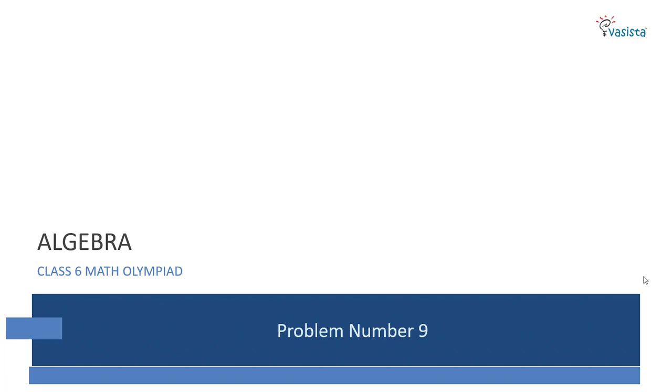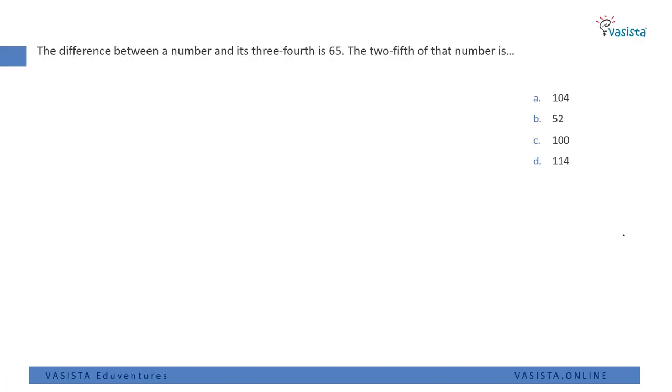Let us go with problem number 9. The difference between a number and its 3/4 is 65. The 2/5 of that number is... Here, there are two stages involved in this particular problem. First of all, we need to find the number, that is the first step, and in the second step we need to find 2/5 of that number. So to start working on it, let the number be x.